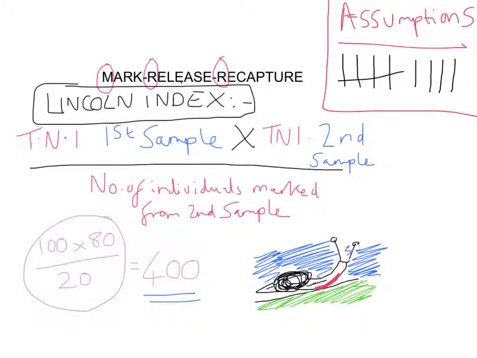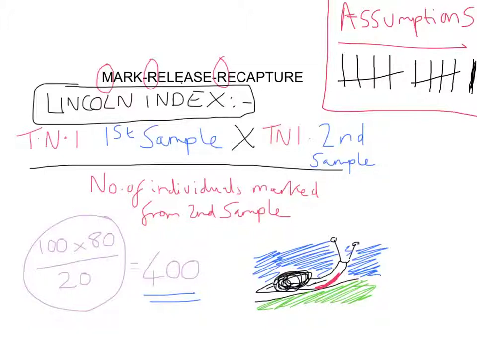We're also assuming that the marking method that we use is not toxic. So that would be our 10th. And similarly, we're presuming that the mark does not make that individual more conspicuous and hence more liable to predation. So there is our 11th assumption.